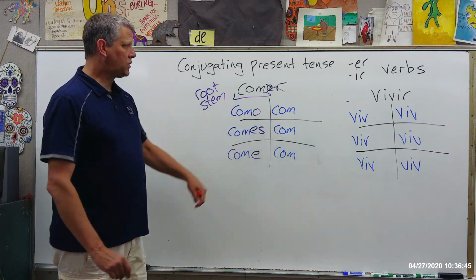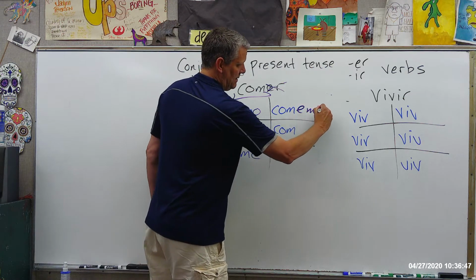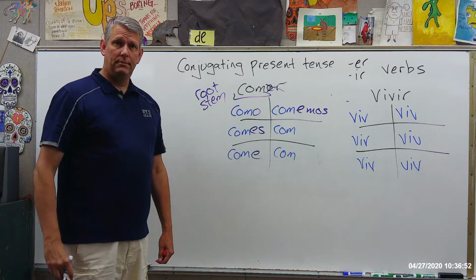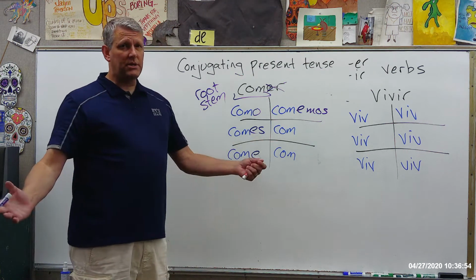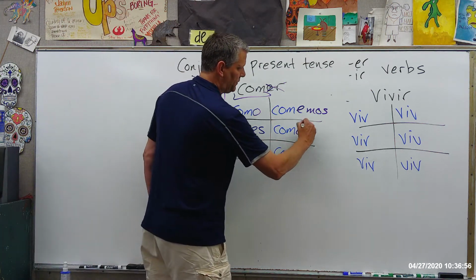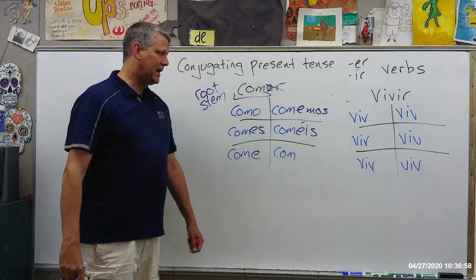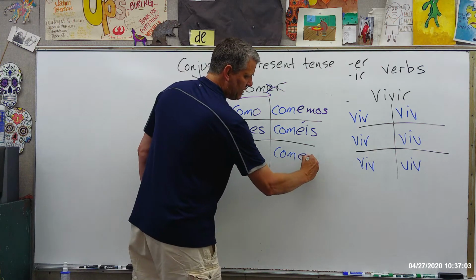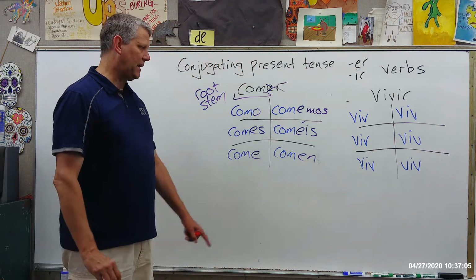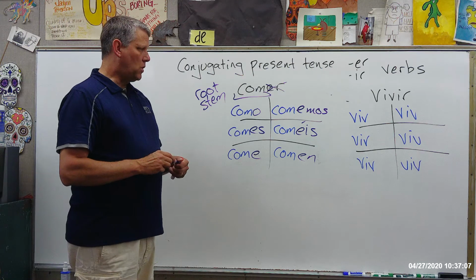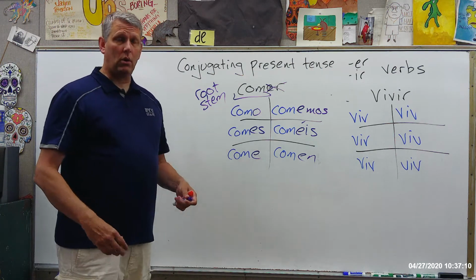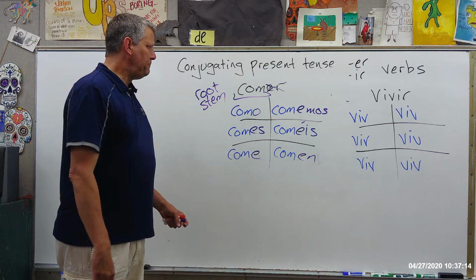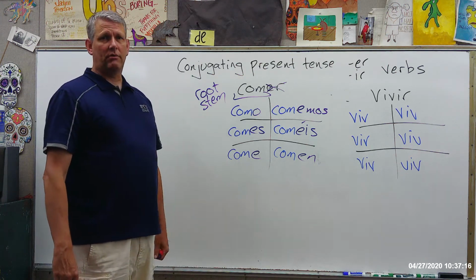Okay? For nosotros, we're going to add emos, comemos. That means we eat. Okay? For vosotros, just in case you're in Spain, you need to know this. E with an accent, and then an I and an S. Coméis means ye eat. And then if we want to say they eat, or all y'all, you guys eat, something like that, we'd add an en, and we have comen. Okay? And this is going to work for pretty much all ER verbs. Yeah, there's some goofy irregulars, we'll get to those later. But this is going to work for the vast majority of ER verbs.